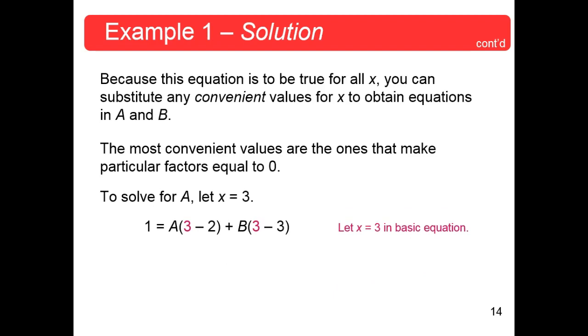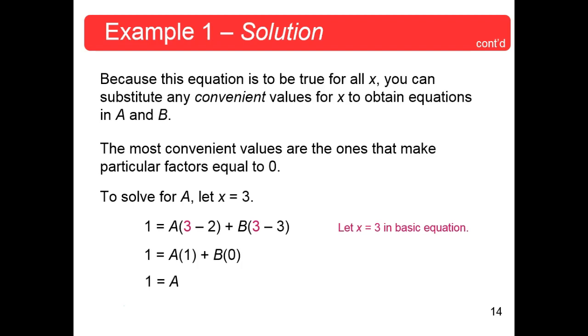So to solve for a, let x equal 3, which is going to wipe out your b, because this is going to be 0, and this gives you simply a times 3 minus 2 is 1. A times 1 is a is equal to 1. There you have it. A is equal to 1. Okay?